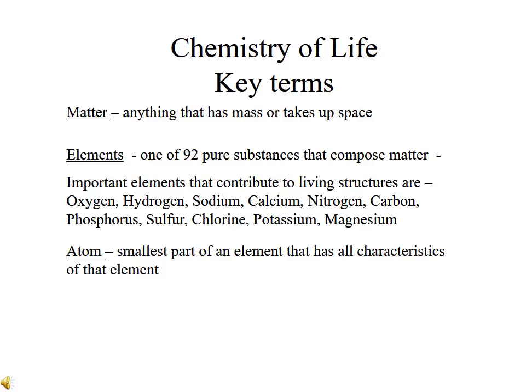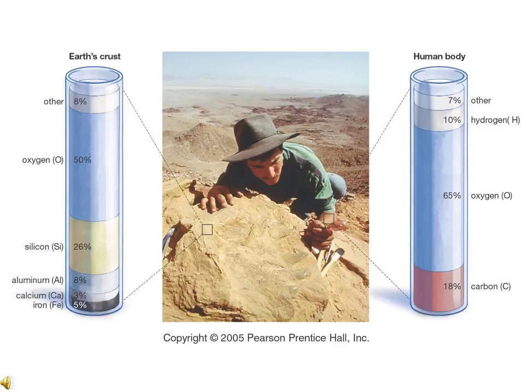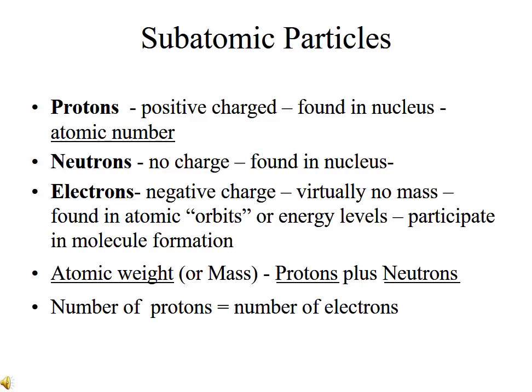If we take a given element and break it down to the smallest part that will still have all of the chemical and physical properties, that little piece is referred to as an atom. So an atom is the smallest part of an element that has all of the chemical and physical characteristics for that particular element. If we look at elements in the universe, especially elements on Earth, we can clearly see on this slide that Earth is made up predominantly of oxygen, silicon, aluminum, a little calcium, some iron, and so on. However, if you look at a human organism, you see that life is made up of hydrogen, oxygen, and most important, carbon.